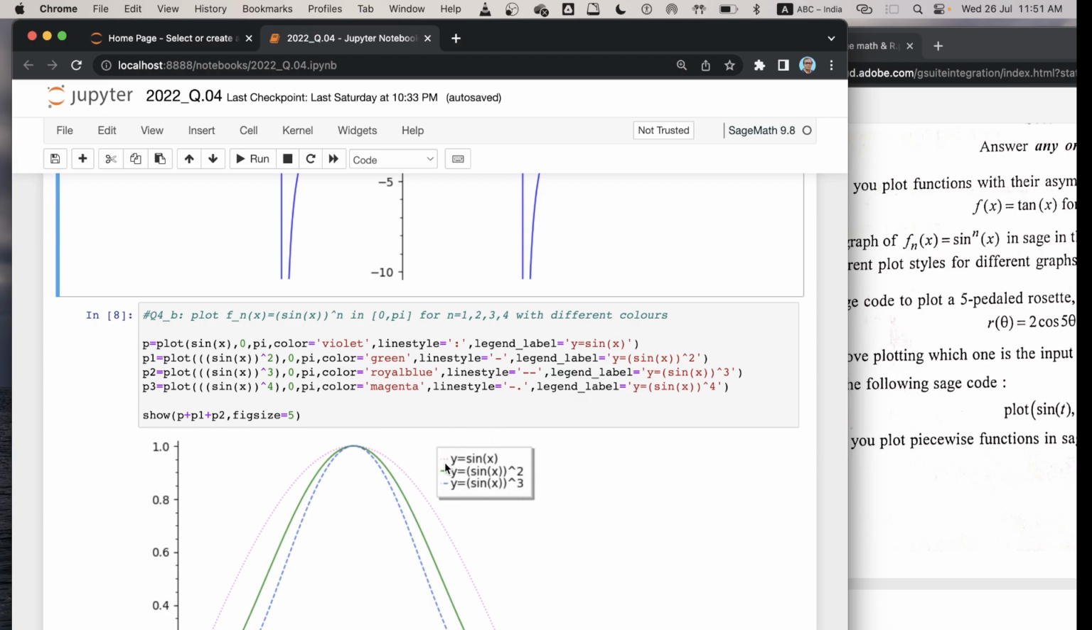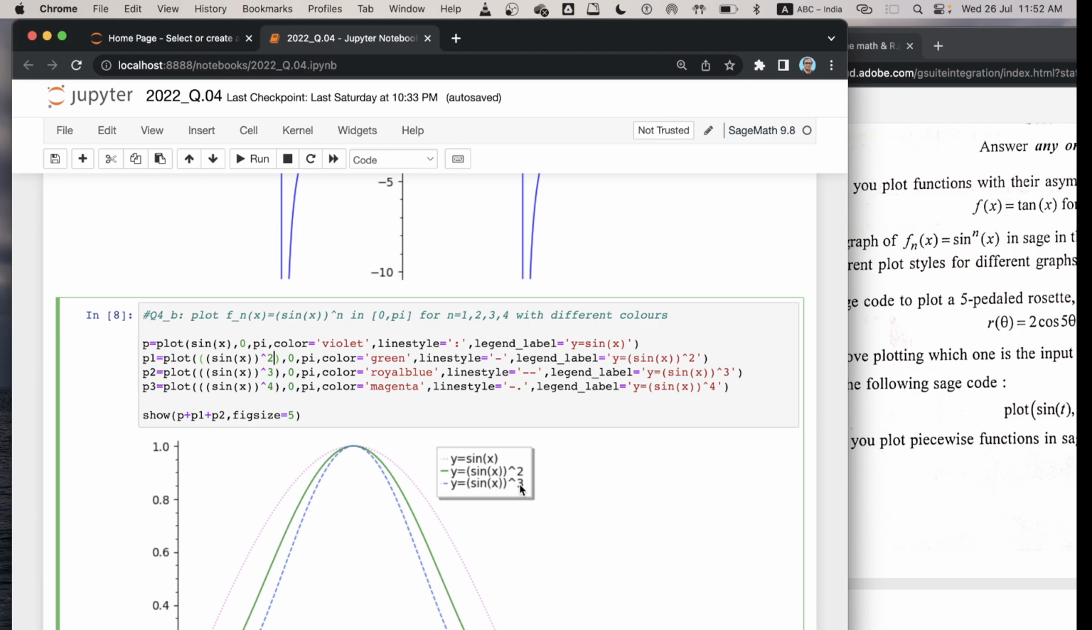Within the box, you get y equal to sin x, and p1 is the plot of sine square x in the same range 0 to pi. Color green is this graph, and line style is dash. Legend label y equal to sine square x. P2 is the plot of sine cube x, and color is royal blue. Line style is dash dash. So this is the graph for sine cube x.